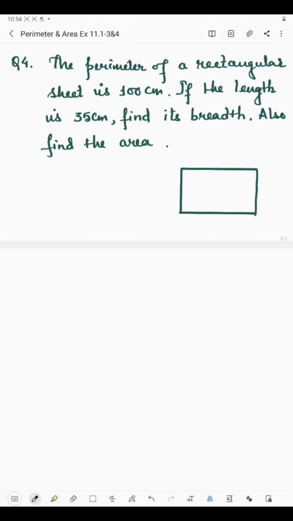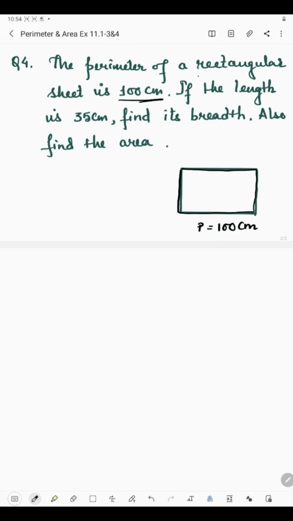Now question number 4 says the perimeter of a rectangular sheet is 100 cm. If the length is 35 cm, find its breadth. Also find the area. Now the perimeter of a rectangular sheet means this is the rectangular sheet. Perimeter means the boundary, the total length of this sheet is 100 centimeter. Okay, perimeter means the total length.